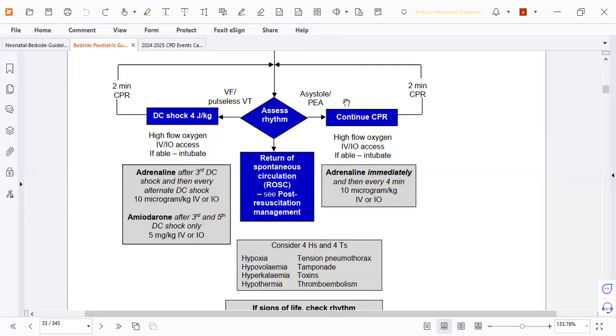If it was an unshockable rhythm, okay, so you'll give adrenaline immediately and then every 4 minutes, 10 microgram per kg IV or IO, okay.